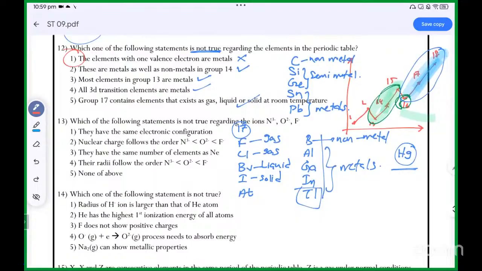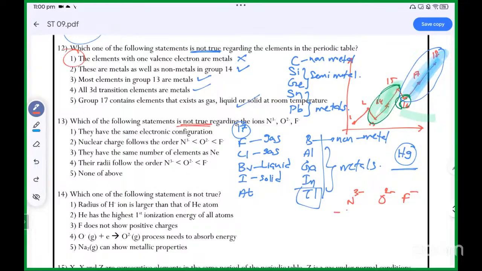Then the next one. Which of the following statements is not true regarding the ions N3 minus, O2 minus, F minus? Those have been asked. They have the same electron configuration.